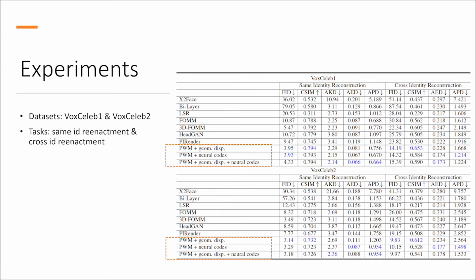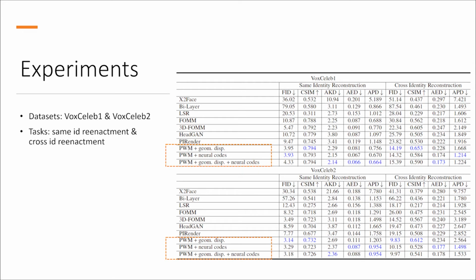Here are the experiment results. We evaluate our method and other baselines on the VoxCeleb1 and VoxCeleb2 datasets. On each of the datasets, we compute a set of metrics for same-identity and cross-identity face reenactment, respectively. Results are presented in this table.